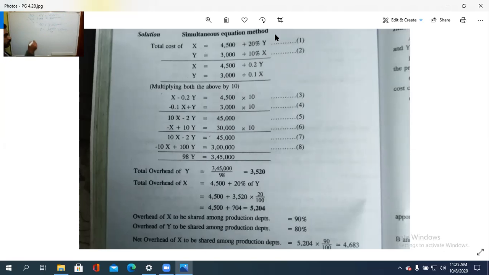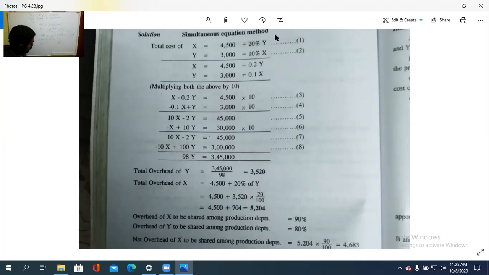So total overhead of x is equal to 4,500 plus 20% of y. So 20% of 3520. So 4,500 plus 3520 into 20 divided by 100. Okay, so 3520 by 5. So 7 5s are 35. Then 5 4s are... so 704.